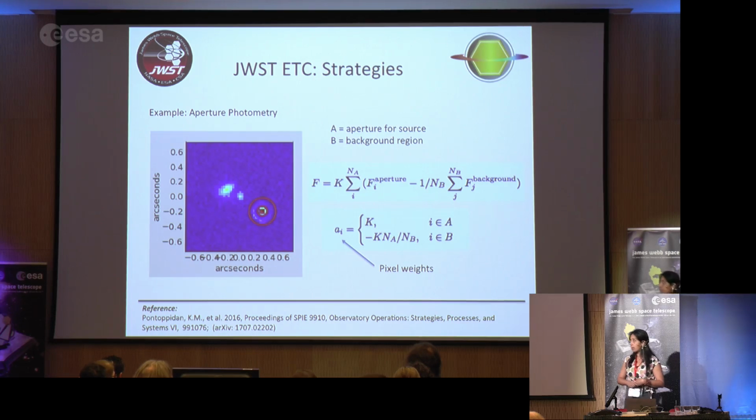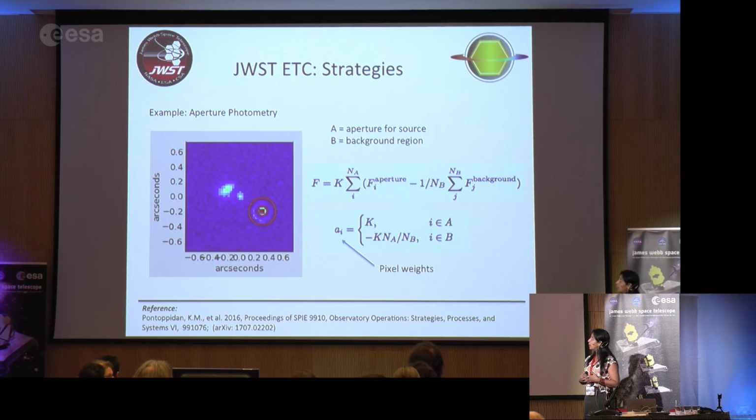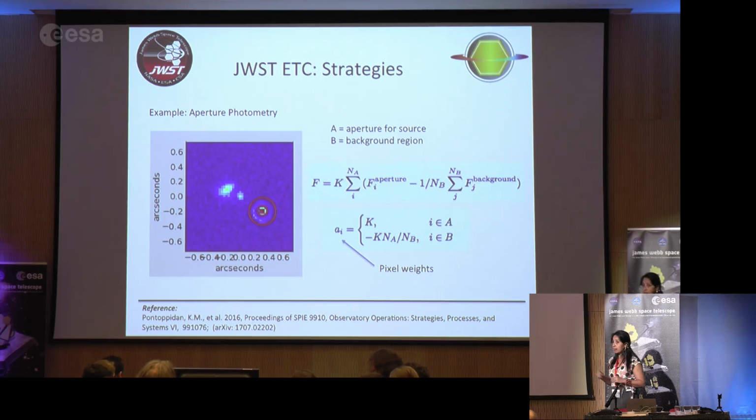If you just think of a simple strategy like aperture photometry, the things that you have to define are the aperture from where you want the source flux to be considered. You have to be very careful about where you define the aperture. You also have to define the background region. The background region is used to get the mean background that would be in that aperture. So for every pixel, the mean background is subtracted, and then the pure source flux is summed with the appropriate weights.